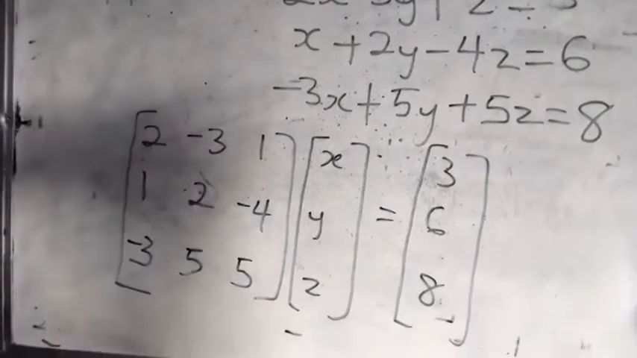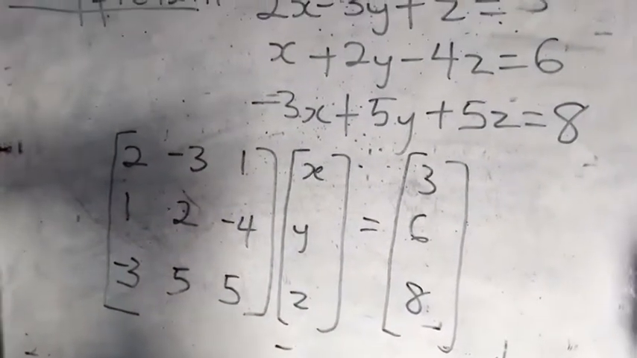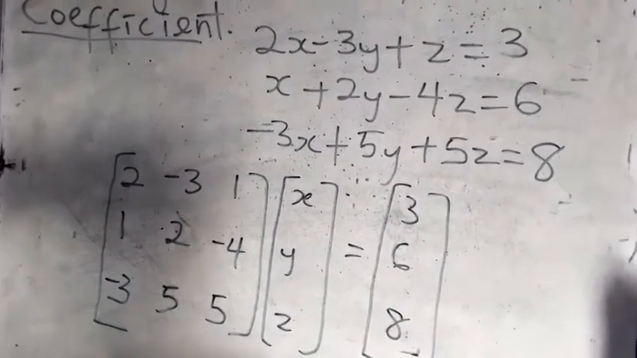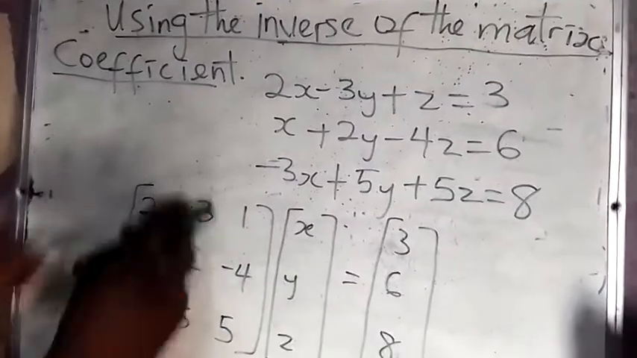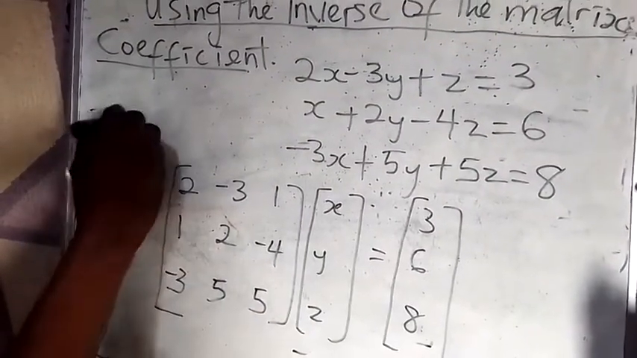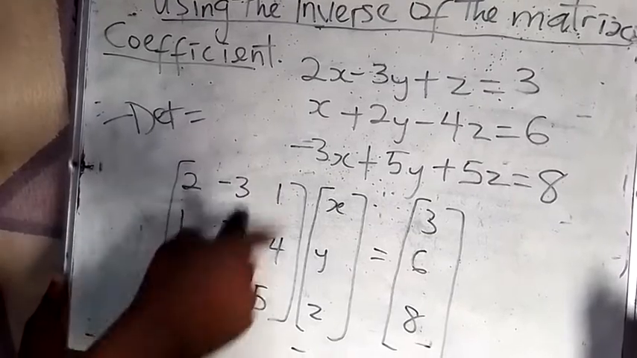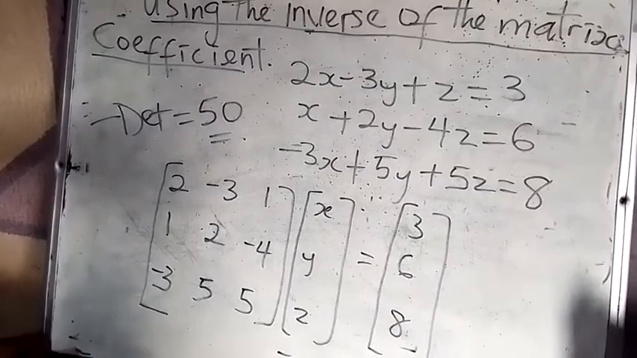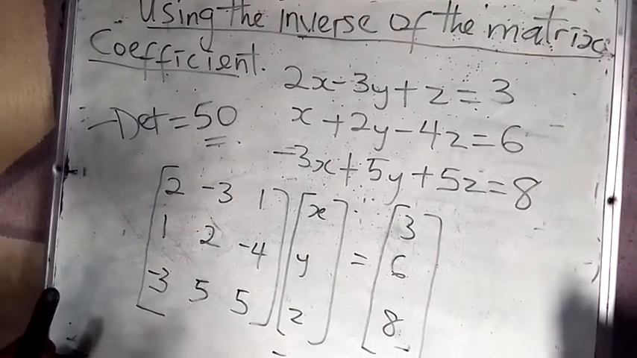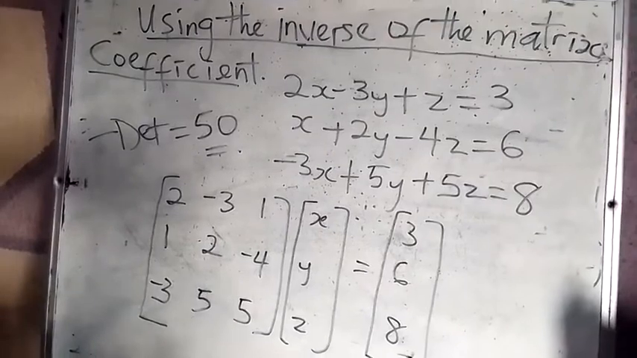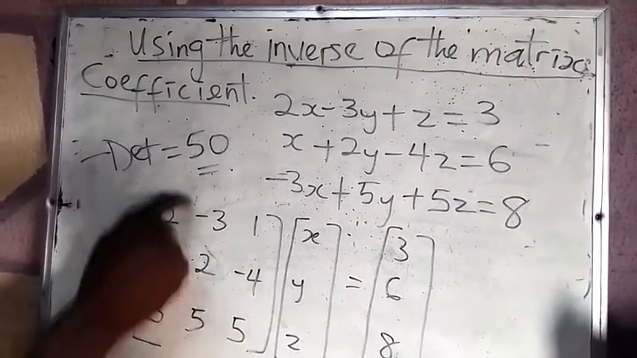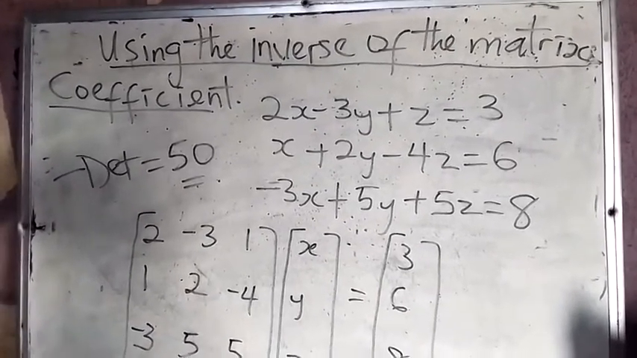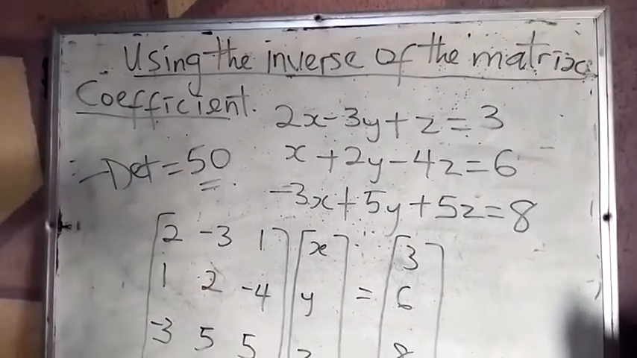Actually, when they ask you to use the inverse of the matrix coefficient, the first thing to do is to find the determinant of this. And I believe all of us know how to find the determinant. So if you solve it very well, the determinant is going to give you 50. If you don't know it, go and check my previous videos. You'll see how I solve determinant of 3 by 3. So you are going to get 50 for the determinant. That is the first thing you have to do when you are using the inverse of the matrix coefficient.